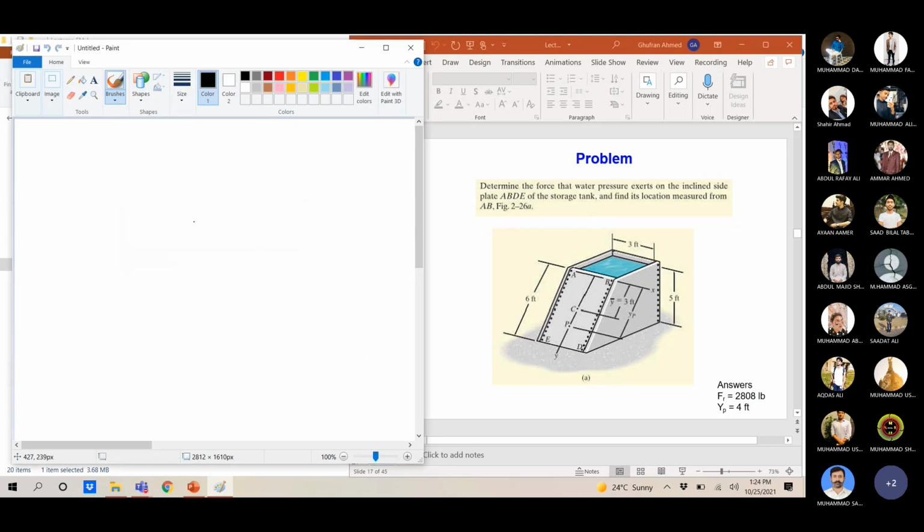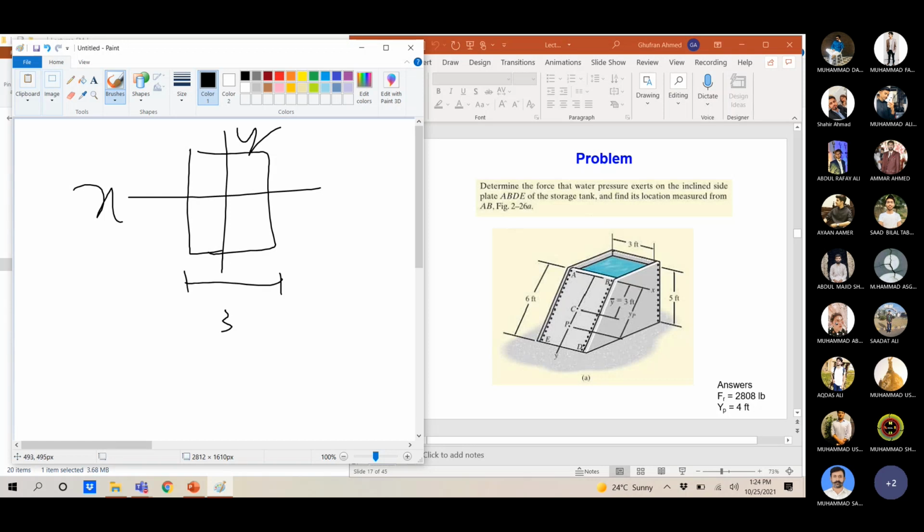Sir, please explain which one to take as A and which as B. Just wait a minute. So it's written, say if we have a figure, this is X and this is Y. Say this is 3 feet and this is 6 feet.